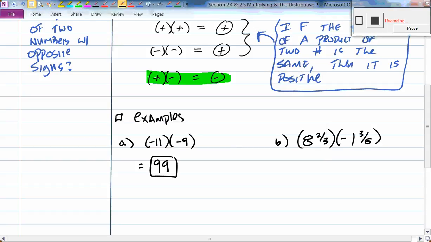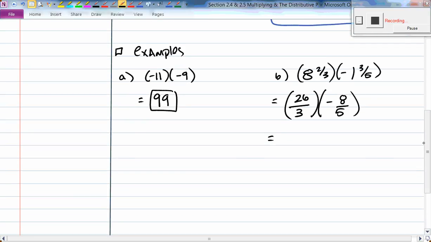How do you want to multiply these? Convert to improper fractions. This would be 26 thirds times negative 8 fifths, right? Okay, how do you multiply two fractions? Not cross multiply. There's no equal sign anywhere. Multiply straight across. Very good.